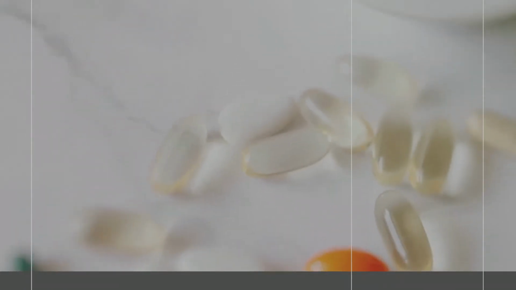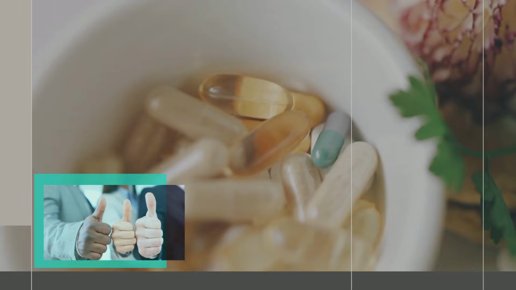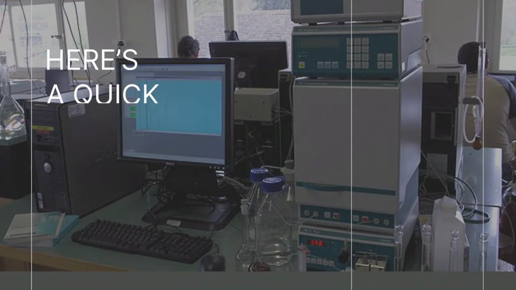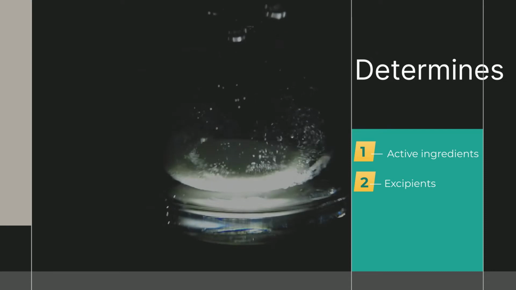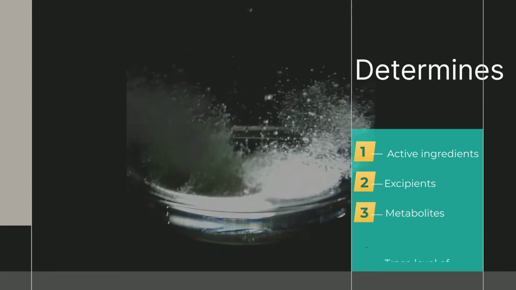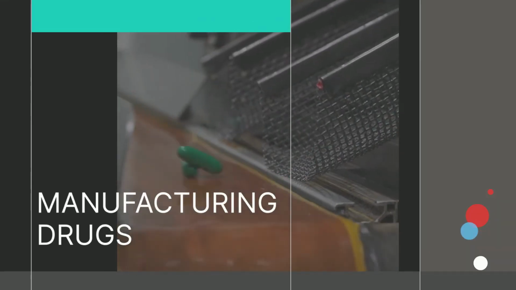In the pharmaceutical industry, drug quality and safety is ensured by maintaining high standards of all ingredients. Ion chromatography is typically the method of choice that helps determine the amount of active ingredients, excipients, metabolites, and trace level of impurities when manufacturing these drugs.